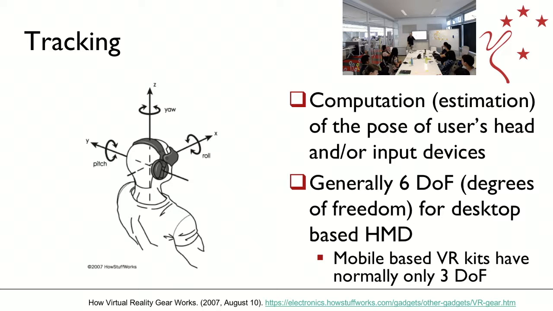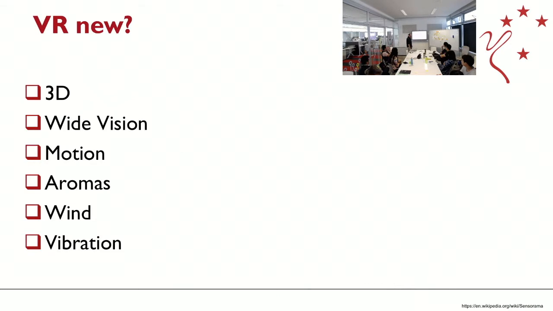Some systems only have 3 degrees of freedom, so they only do rotation. They don't do any sort of movement. So the Gear VR or Cardboard or these types of systems, they actually don't allow you to track the user's head position, only the orientation. And that's good for some things. Everything you add adds more cost and complexity.